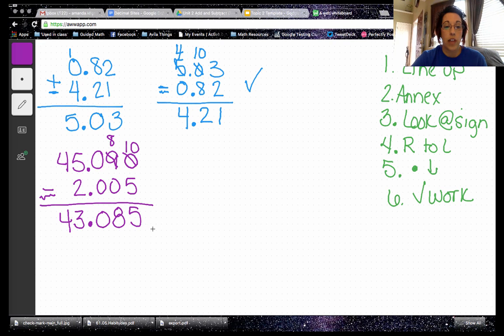So we go down here and we take this difference, 43 and 85/1000, and we are going to add this time because the opposite of subtraction is addition. And I'm going to go ahead and add 2 and 5/1000.